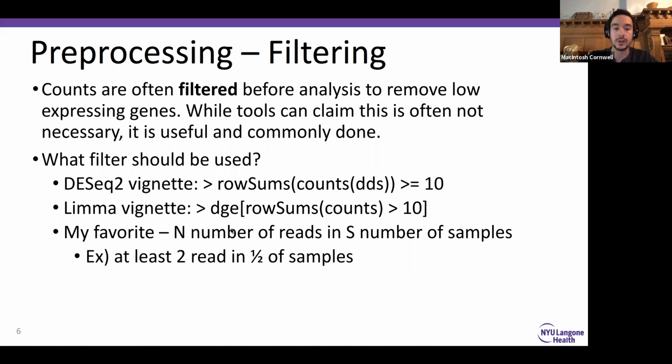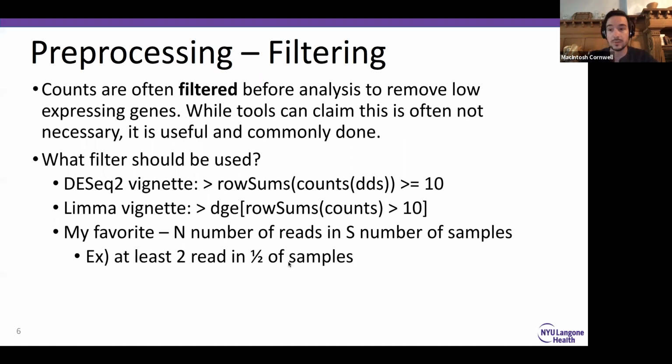My favorite filter is this concept here, where you have the N number of reads and S number of samples. So for example, at least 2 reads in half of your samples. By doing this, this will allow you to filter out genes that not only are just low expressing, but may also be a complete outlier in 1 or 2 of your samples in a large experiment. And by doing this, you can filter those out that seem to be aberrations.